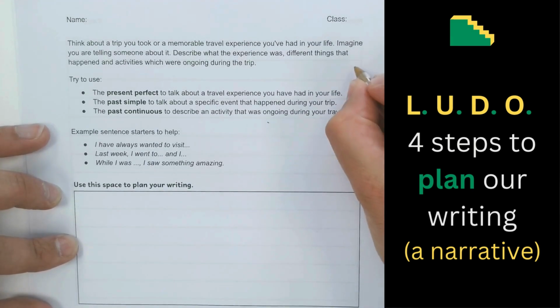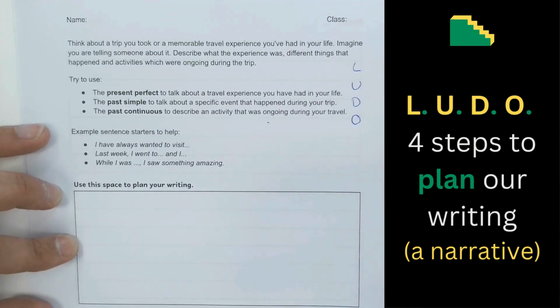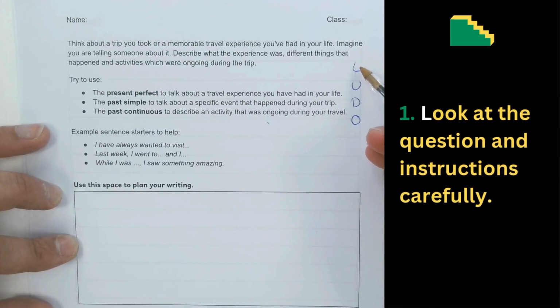In this video we use 4 steps that spell out LUDO and they help us to plan our writing. This time it's a narrative. So let's get started with step 1.